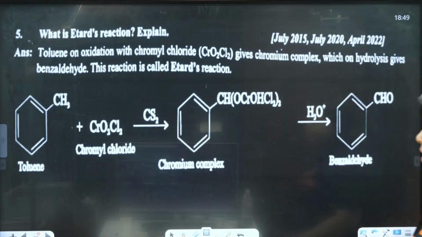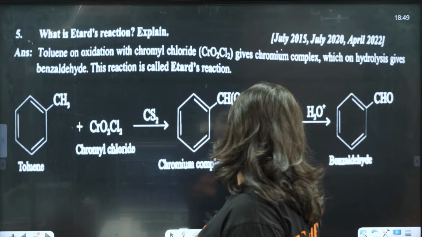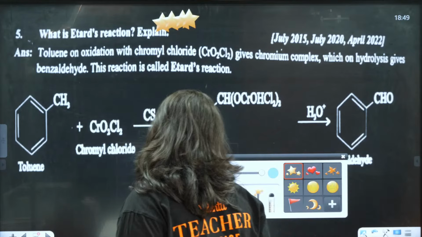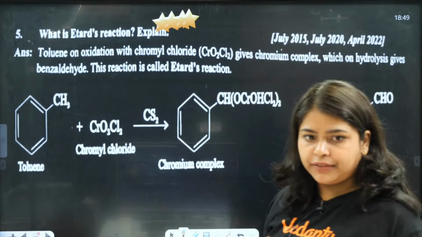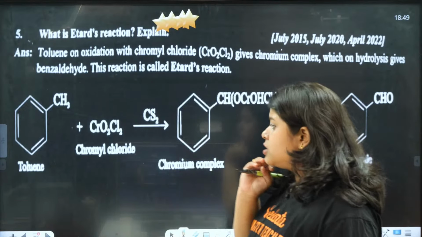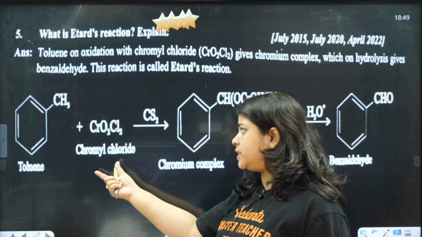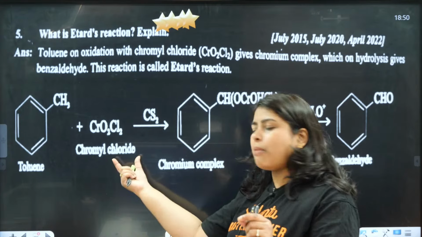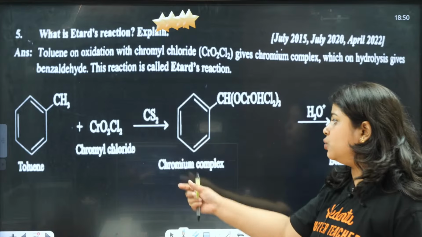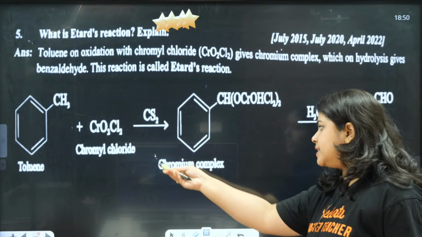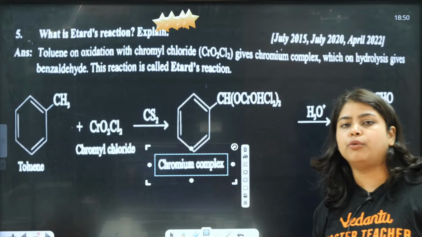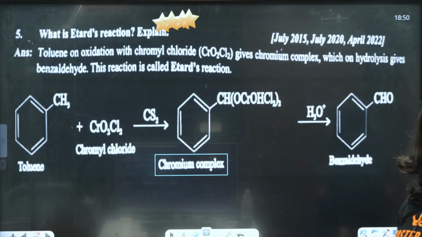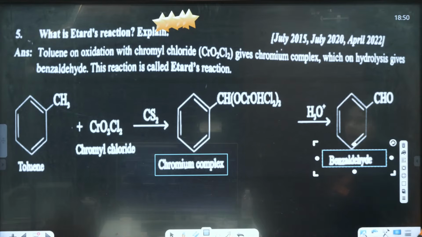Next, Etard reaction. This is also a very important and very good question, and it has been repeated. We have taken toluene, which is reacted with chromyl chloride, CrO2Cl2, in the presence of CS2. We get a chromium complex, which is formed, and then benzaldehyde is formed. Clear?